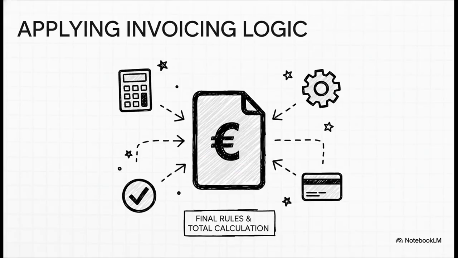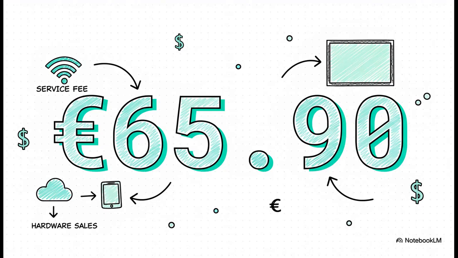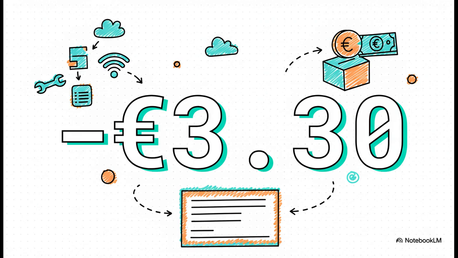But hold on, we're not done yet. It's not just about adding things up. The system can now run a bunch of invoicing functions to apply the final rules of the road. This is where things like special customer discounts or existing credits on an account come into play. Okay, let's watch this play out. The system starts with the gross amount we calculated in the invoicing unit, €65.90. Then boom, an invoicing function kicks in.